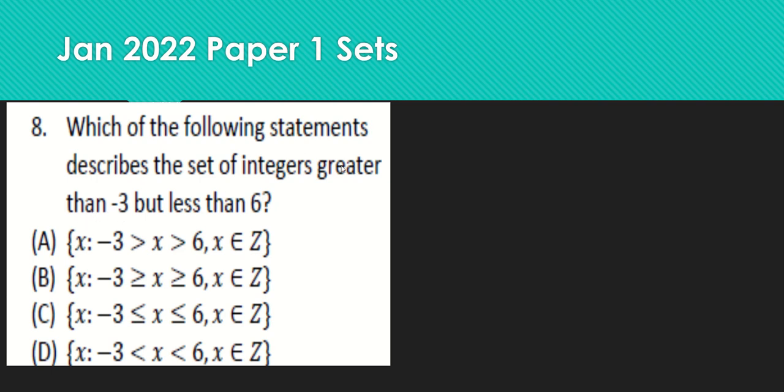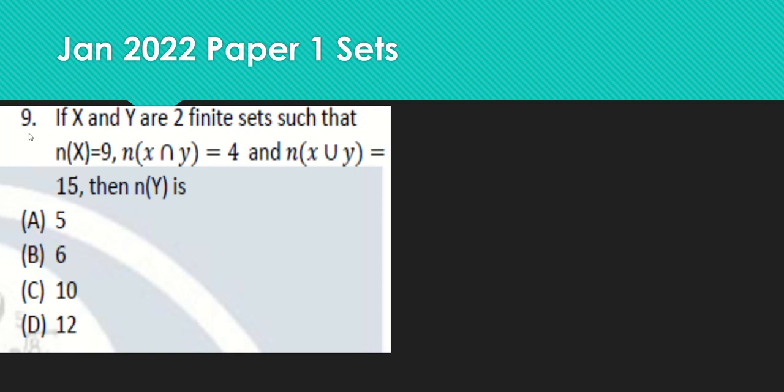Number 8, which of the following statements describes the set of integers that are greater than 3 but less than 6? Right? They did not say equal to, they just said greater than 3 but less than 6. So the ones that have equal are out of the question. It'll not be A, because if you read this, x is, remember we're going backwards, x is less than minus 3 and less than minus 6. Sorry, you're flipping this. So x is less than minus 3. That makes no sense, right? D would be your answer. So x is greater than minus 3 and x is less than 6.